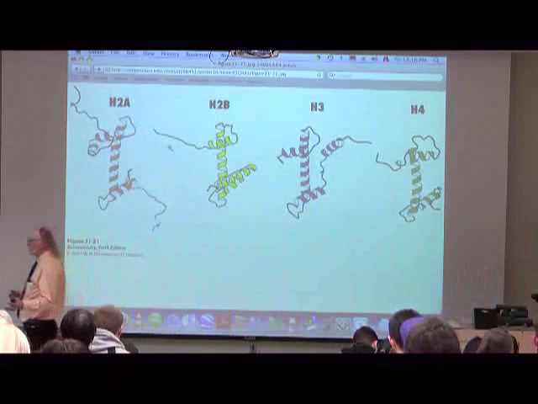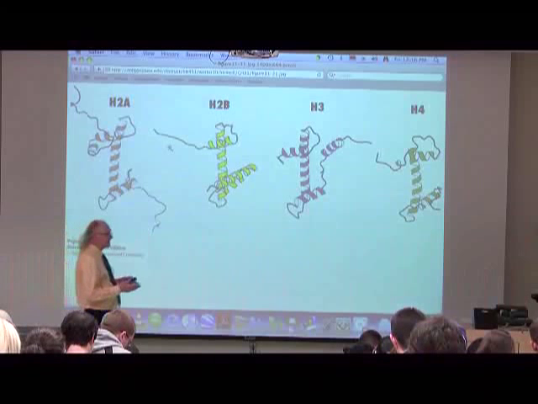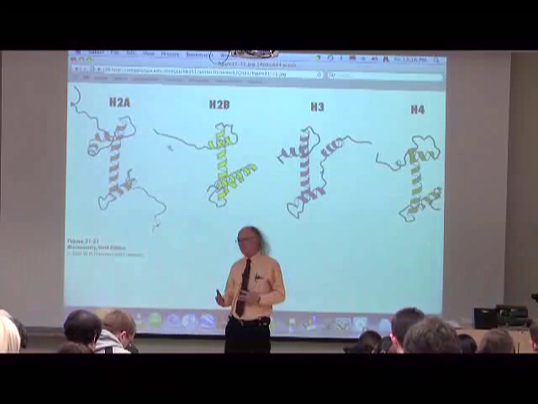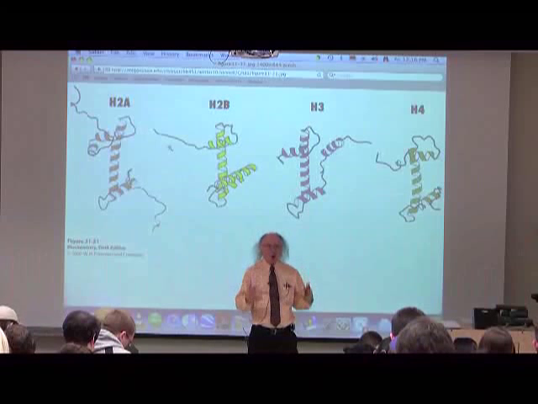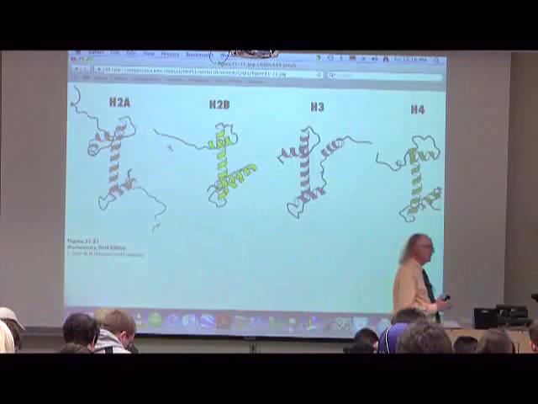And what's interesting about this is if we compare the amino acid sequence of histone proteins from the lowest eukaryotes like yeast to the highest eukaryotes like human beings and dogs and cats, what we see is that the structure is almost absolutely the same for all of them. And we also see that the amino acid sequence is almost identical. Not absolutely, but almost identical.